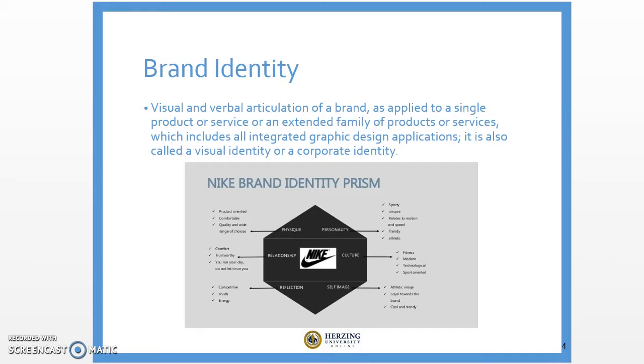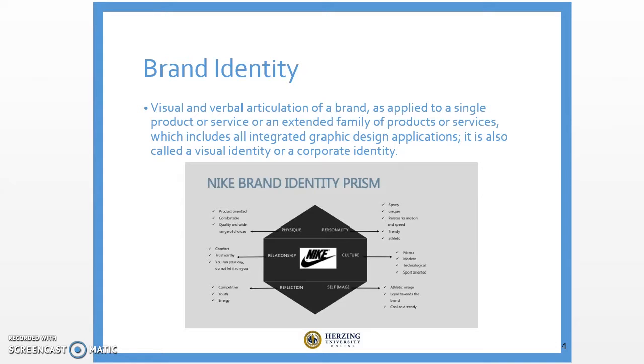For the personality, we'll just do the second one. You can feel free to read all the other ones, but as we look at this personality, it says sporty, unique, relates to emotion and speed, trendy, athletic. Nike's always trendy. It always has been. It's always been on the cutting edge of what's new. It's always unique. They have different types of products that you wouldn't necessarily expect. It is more of a sporty type of product, as you could tell. Athletic is a similar kind of keyword.